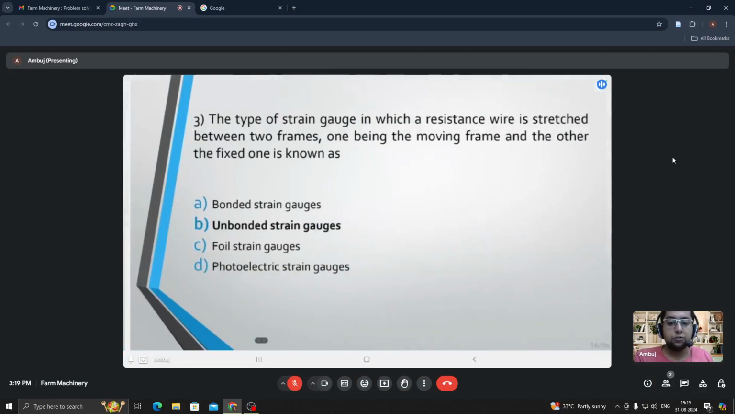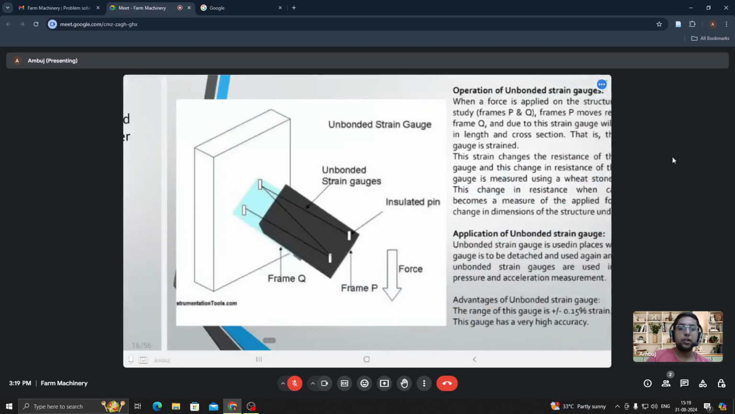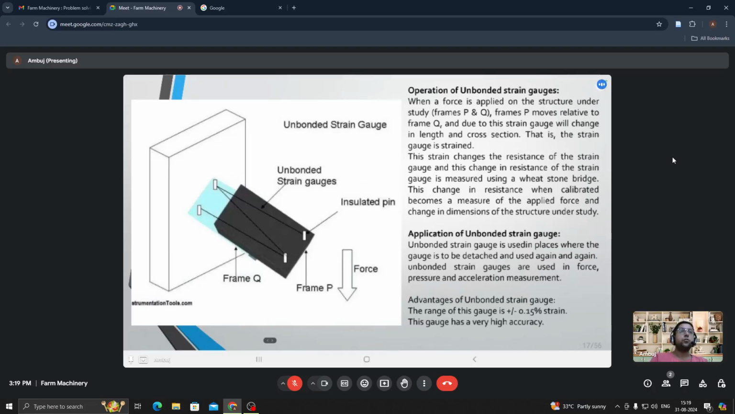The correct option in this particular case would be unbonded strain gauge. Let us look at the types of strain gauges in great detail in the coming few slides. See here, there are two frames, frame P and frame Q, and this strain gauge is known as an unbonded strain gauge. When a force is applied on the structure under study, frame P moves relative to frame Q.